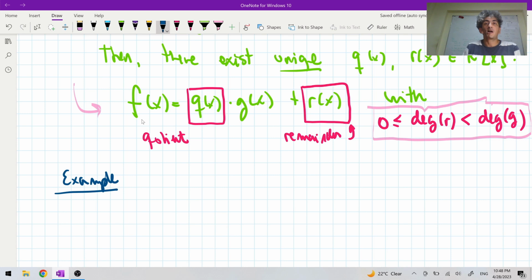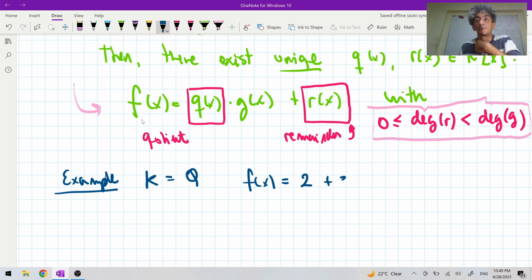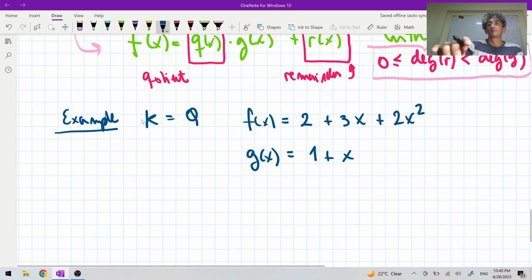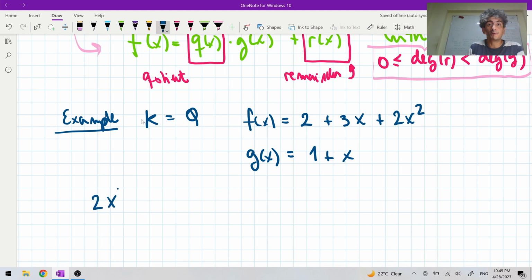Let's try k equal to Q, and let's choose f of x being 2 plus 3x plus 2x squared, and let's try to divide it with g of x being 1 plus x. So how do we divide these two together? Well, we just write f and g in descending order and make what we call long division. This is something that maybe you remember from school, right?